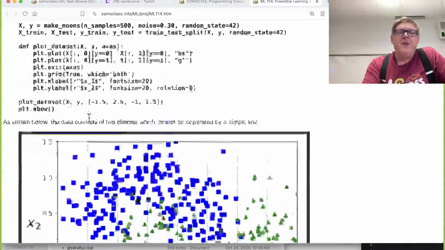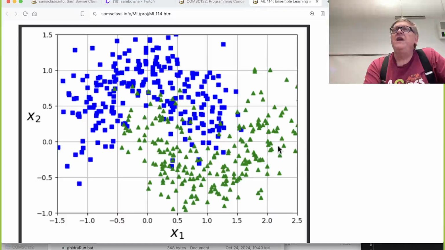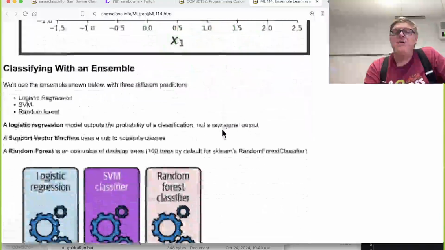So here you make a data set with two moons again, so there's blue dots and green dots, and there is a distinction between them, but it's not as simple as just being x1 greater than a threshold or x2 greater than a threshold to sort them. You're going to have a more complicated boundary between them to do a good job of sorting them.